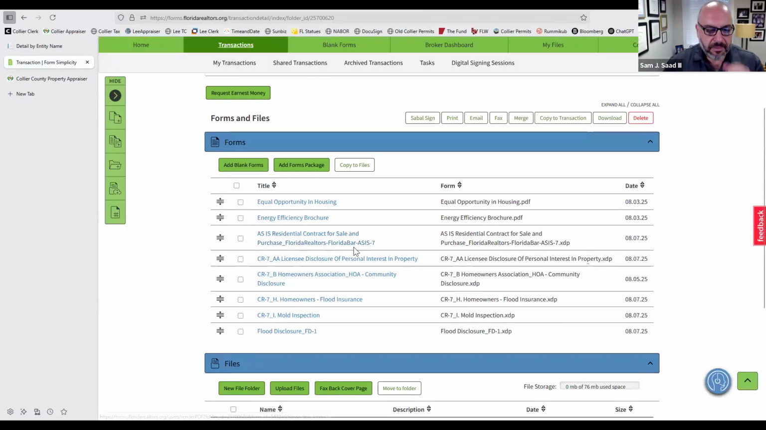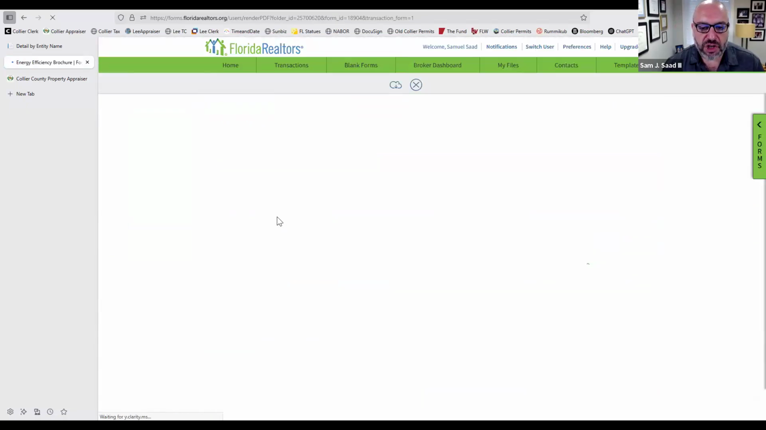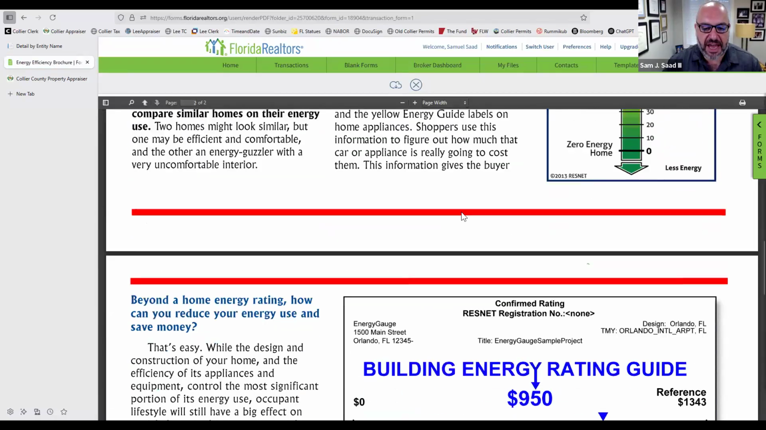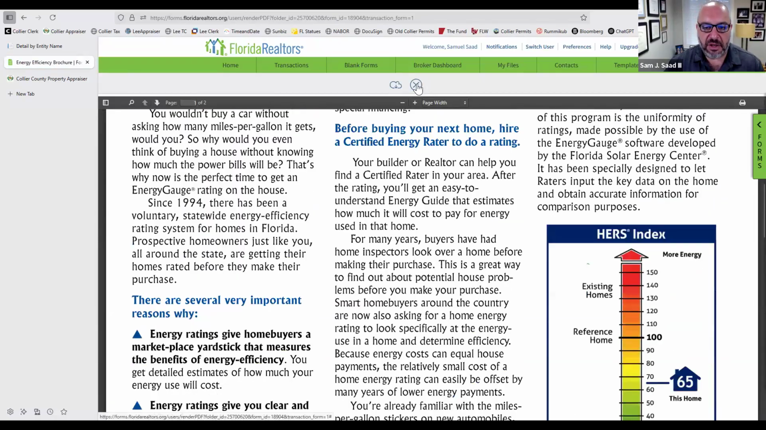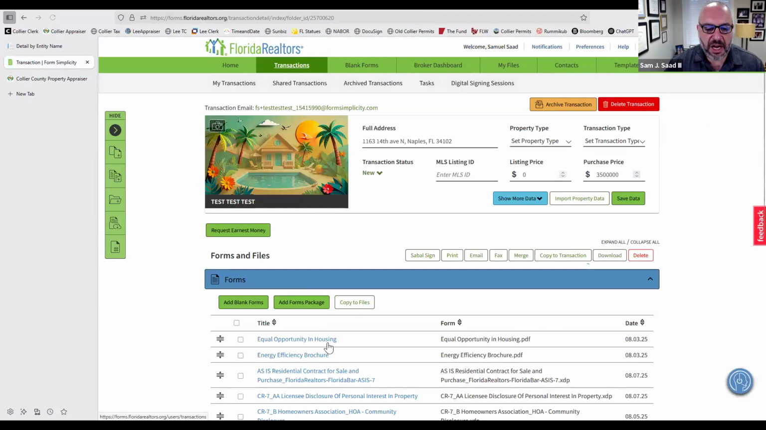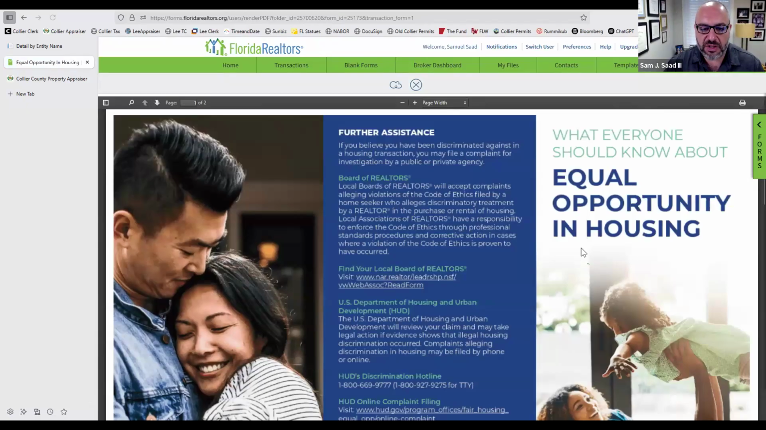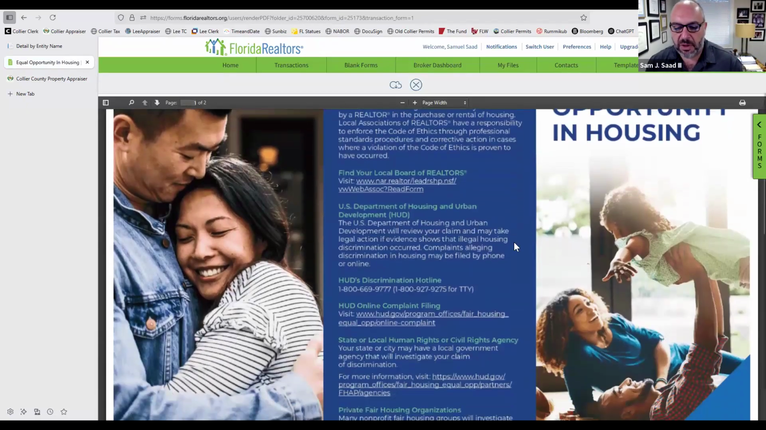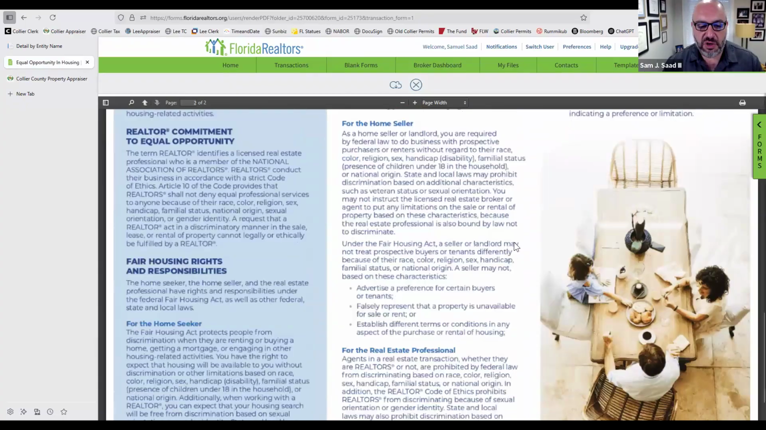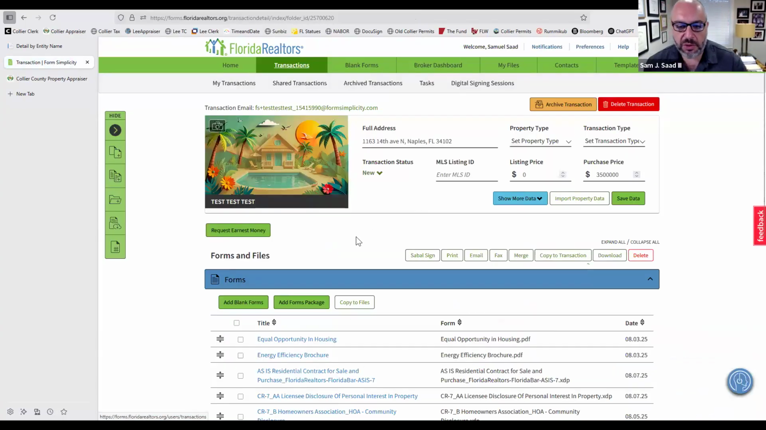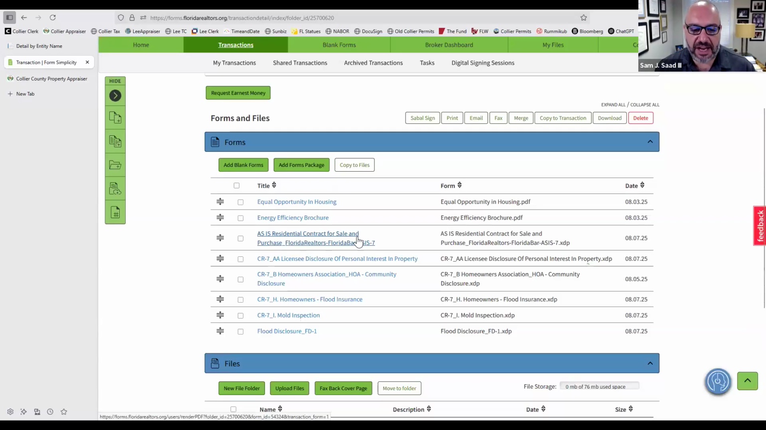Going back in here now. The next two things that we have to provide in our contract is our energy efficiency brochure. Simply check the box for that and send it to your buyer. Very simple. And our equal opportunity in housing. Of course, we don't want to discriminate, and we don't want to be accused of discrimination, and we don't want any problems with discrimination. So we provide this 2-page brochure to our buyers. And lo and behold, we have a complete set of contracts.